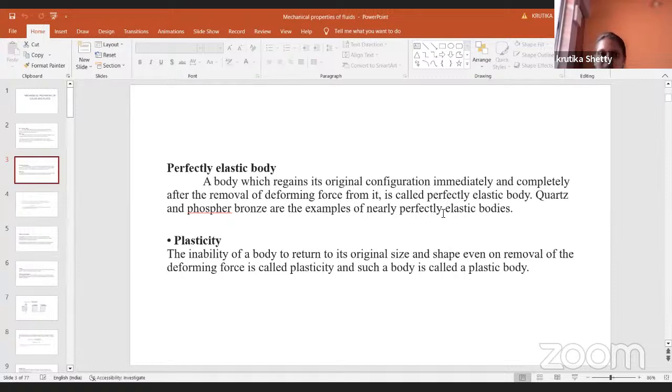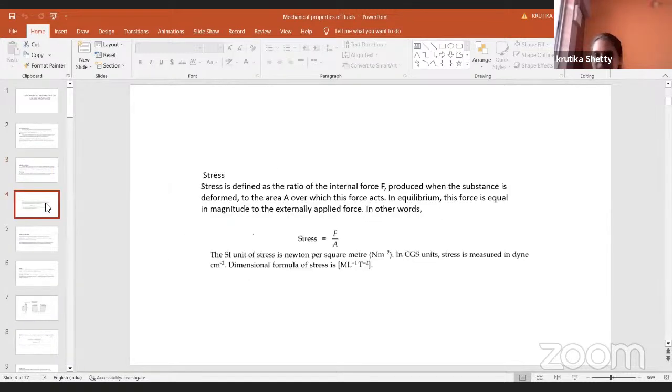Similarly here we have plasticity. So what about this plasticity? The opposite of elasticity we call plasticity. That is the inability of the material to regain its shape. So in elasticity, the body will regain its shape, and in case of inelasticity, that is plasticity, the body does not regain its shape, is called what? Plasticity. Okay, so in the same way we have perfectly plastic bodies also.